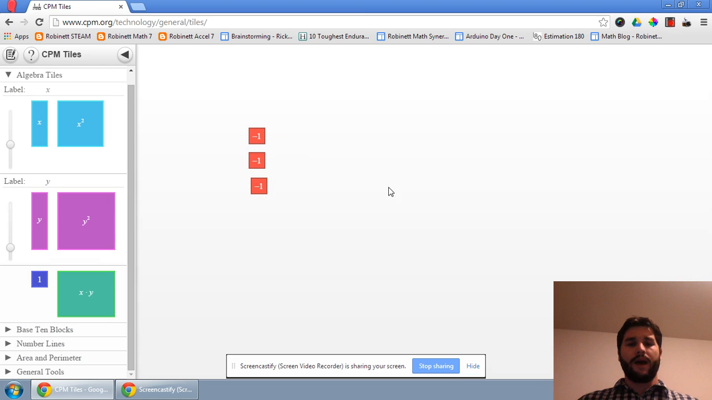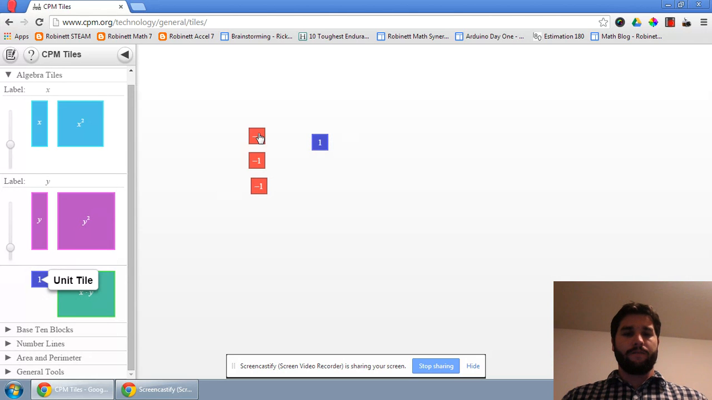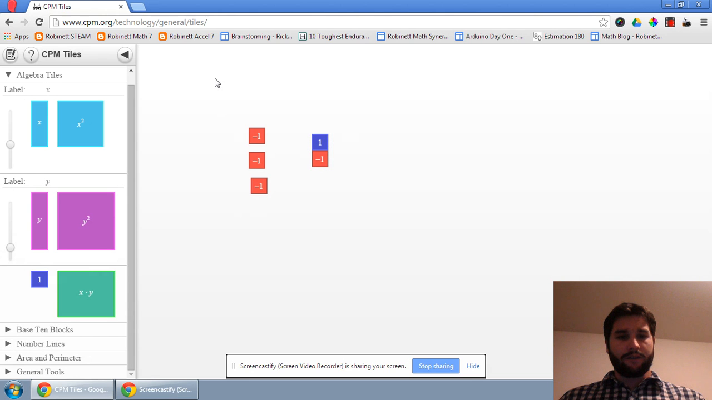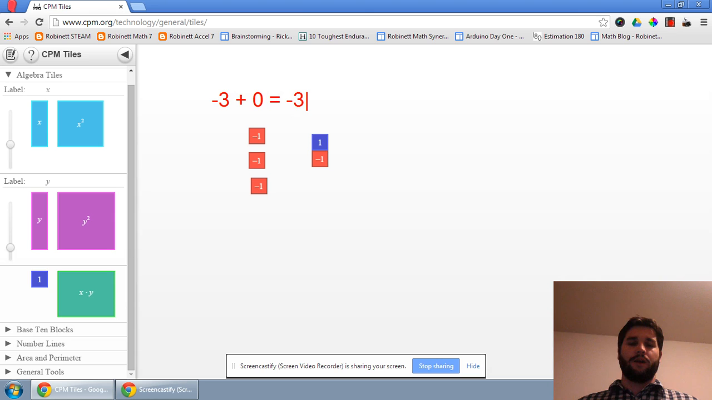Okay, here we have a problem. We have only negative tiles. We do not have any positive tiles, and we cannot take away positive 1. But this is where zero pairs come into play. If I create a zero pair, I have not changed the value of my number. I could write this as -3 plus 0, because I have a 0 pair here along with my 3 negatives. -3 plus 0, anything plus 0, is still equal to itself. So -3 plus 0 is still -3. So I have not changed my value.